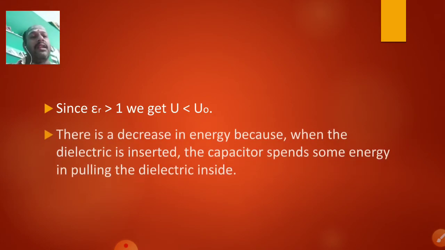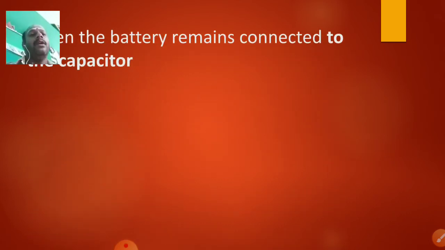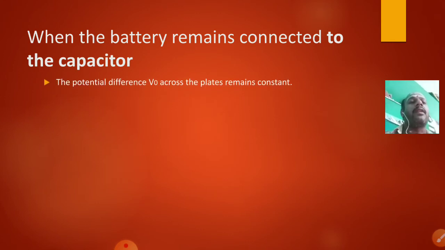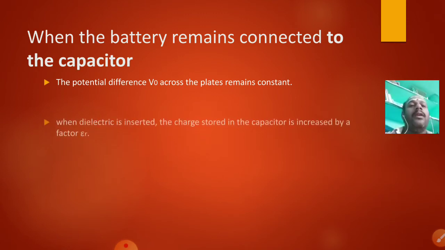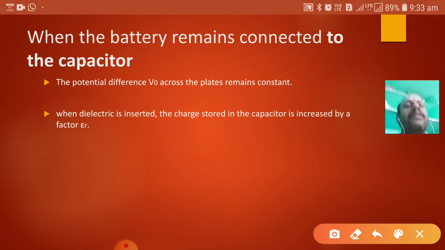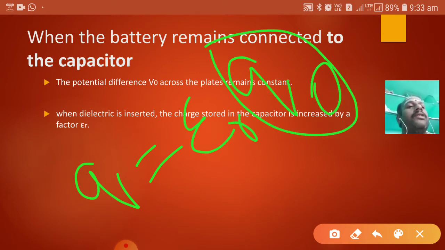We have already discussed this. So what is the thing? There is a decrease in energy because when the dielectric is inserted, the capacitor spends some energy pulling the dielectric inside. Now the battery remains connected: the potential difference V naught across it is going to be constant. Why? Because the battery is connected in parallel to it. So when the dielectric is inserted, the charge on the capacitor will increase. How much will it increase? Q will be equal to epsilon R times Q naught, where Q naught is the charge when it is in air.